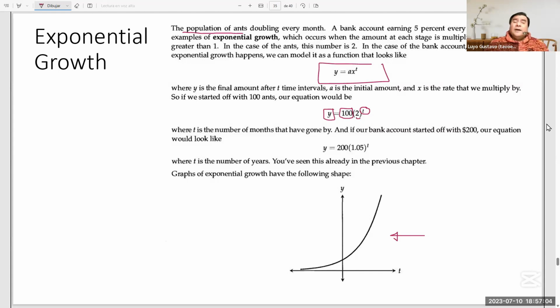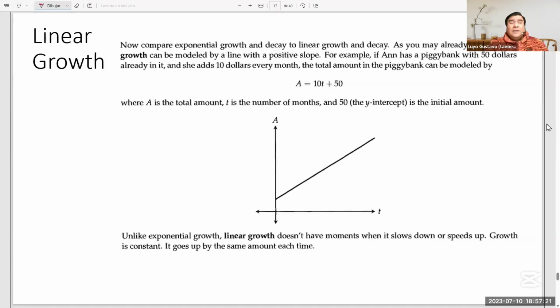So the curve is plotted between y and t, not x, by the way. X here is a constant value. So this would be this kind of curve. Exponential growth is like this, but linear growth is the other way. It's like this, a constant growth every period of time, right?